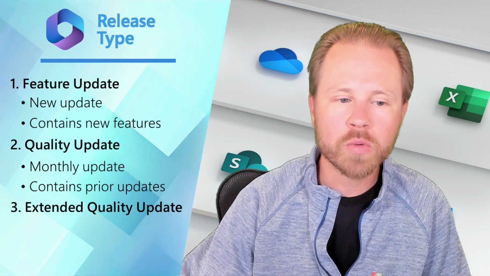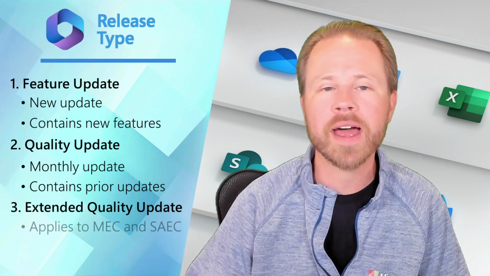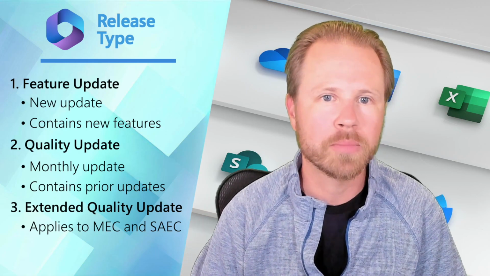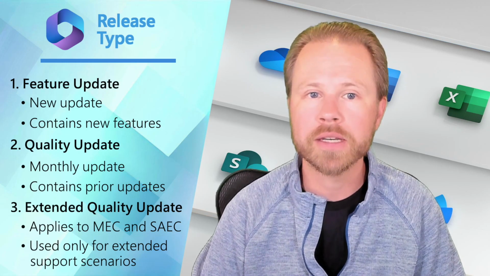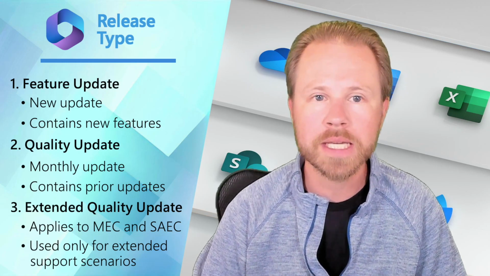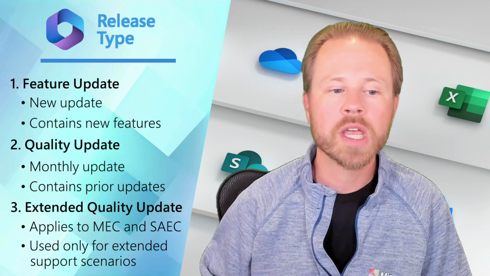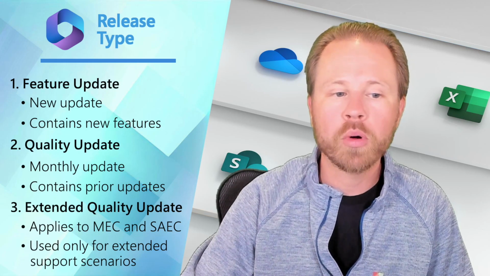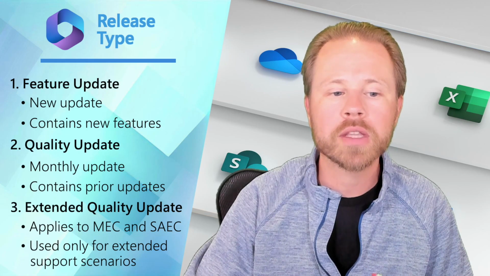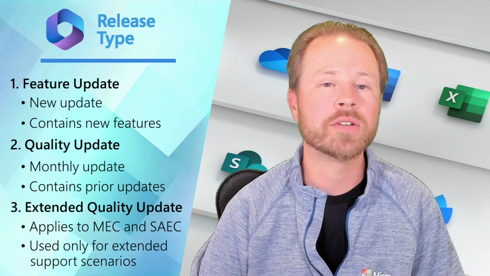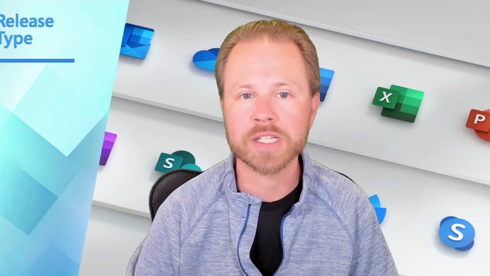Next, you have extended quality update, and this is tied specifically to that extended support version that I mentioned a moment ago. You'll only be deploying these if you know you're going to be a version behind or staying on that previous release for a period of time, in which case you'll avoid deploying anything with feature update or quality update and only be deploying the current extended quality update until you're ready to move to the next version.